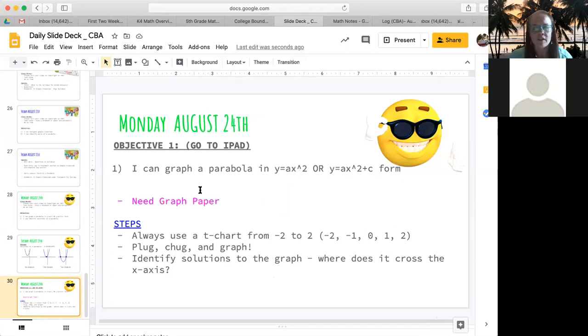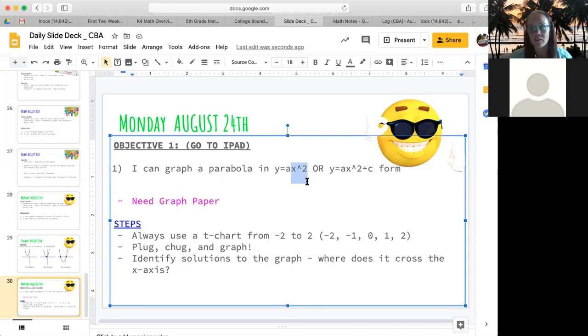Again, if you need to write this down, take a minute, you can pause and write this down. Our point is that we're going to graph a parabola. This is supposed to be x squared right here, but I can't do it in the Google slide. And then this is x squared plus c. I'll explain what that means in a minute when we graph here. We are going to need some graph paper. Hopefully you have that and you'll be able to follow along, because when you do your homework, I'm going to need to see the graph in a picture and then upload it.